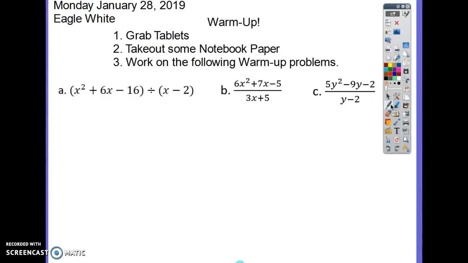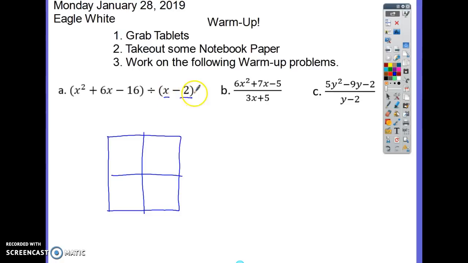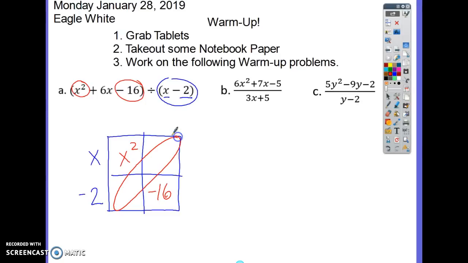Okay, I'm going to do 3 examples with you, and then you're going to do the assignment that's in Schoology for dividing polynomials today. Letter A, you're dividing by 2 things, so that's going to be a 2 by 2 box. So this goes on the outside, x minus 2, and the trinomial goes on the inside, so the x squared goes first, and the minus 16 goes last. And remember that this diagonal at the very end is supposed to equal to that when you add it.